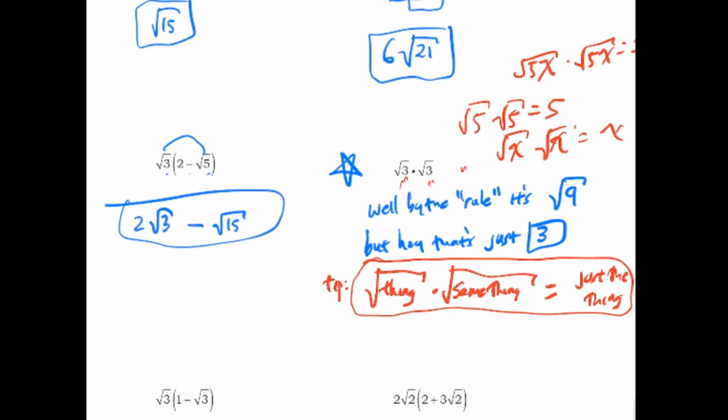So whenever you're repeating the same thing, the square roots go away. They go away because when you multiply by yourself, that's like a squaring. Squaring makes a square root go away.